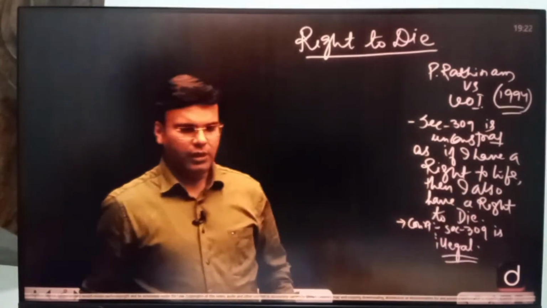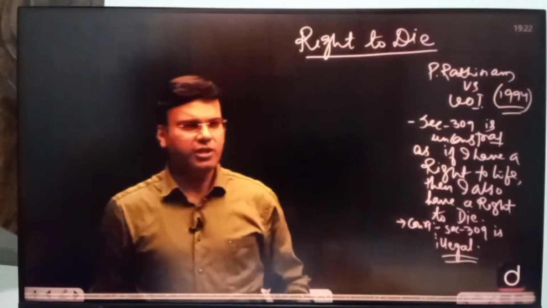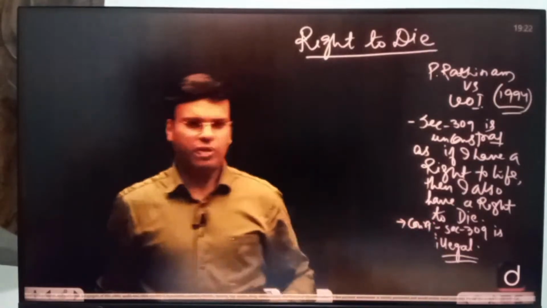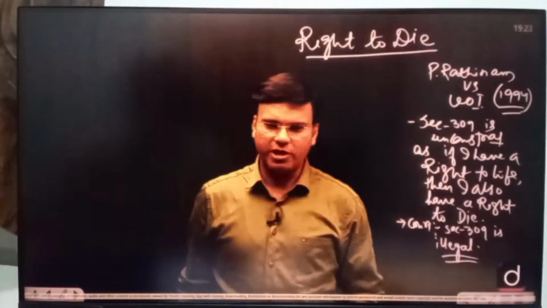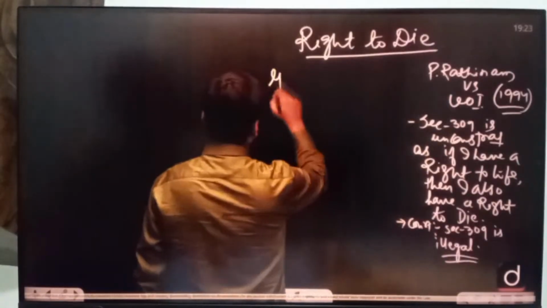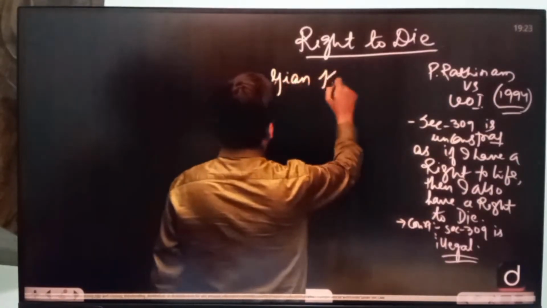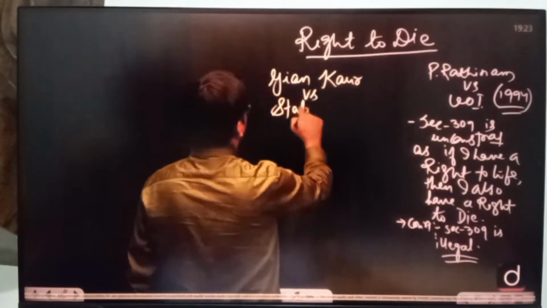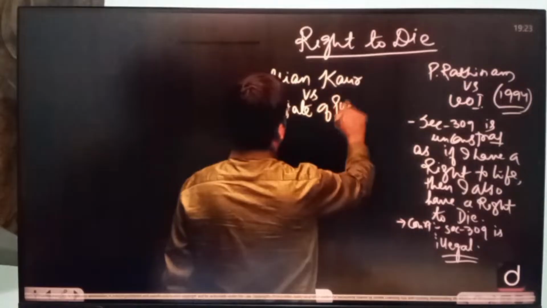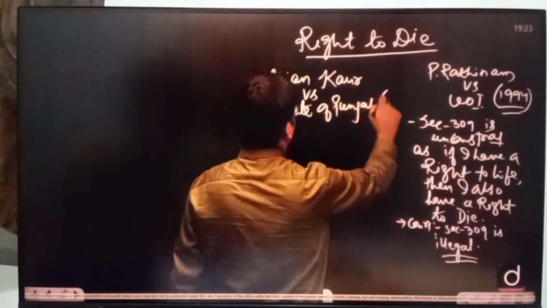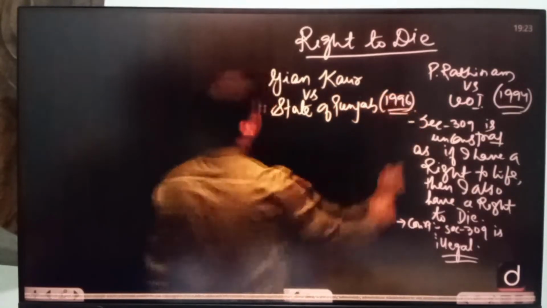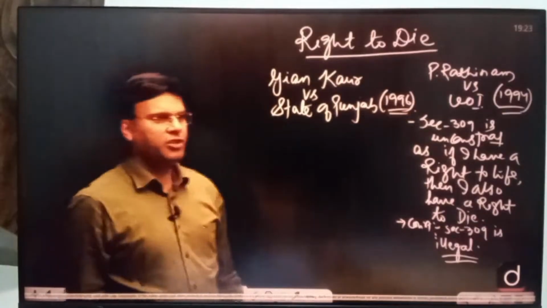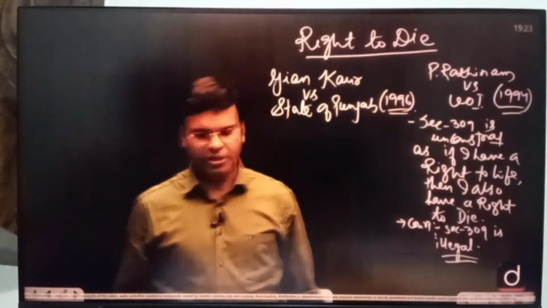लेकिन ऑलरेडी एक केस चल रहा था सुप्रीम कोर्ट में जिसका जजमेंट 2 साल के बाद आया, ज्ञान कौर वर्सेस स्टेट ऑफ पंजाब 1996। ये केस जानना है हमें, ज्ञान कौर वर्सेस स्टेट ऑफ पंजाब, 1996. So what do we see in this particular judgment? It's an interesting judgment.